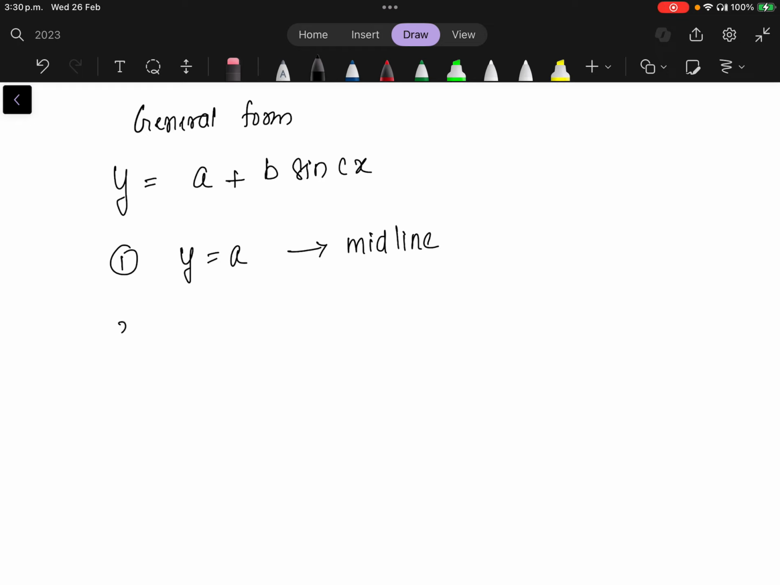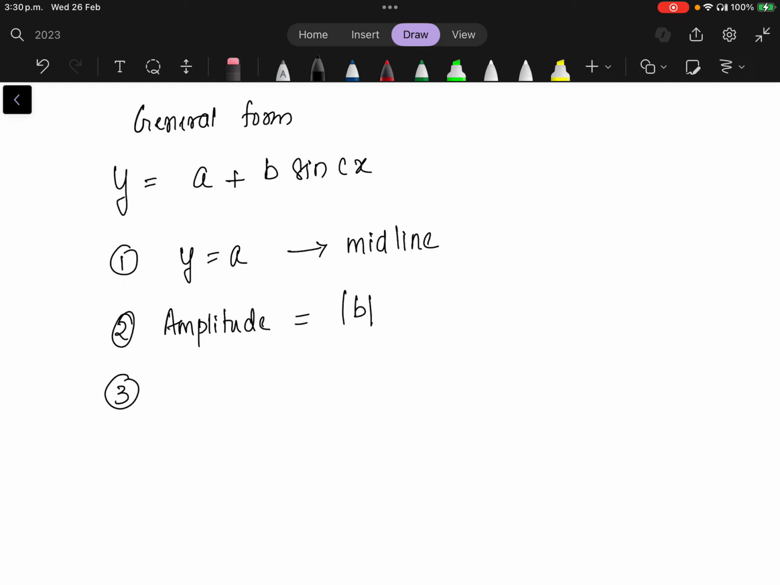Second one, amplitude is modulus of b. So modulus of b is this one. Modulus of b will be the amplitude always. Why do we take the modulus? Because we want to work on the positive number.